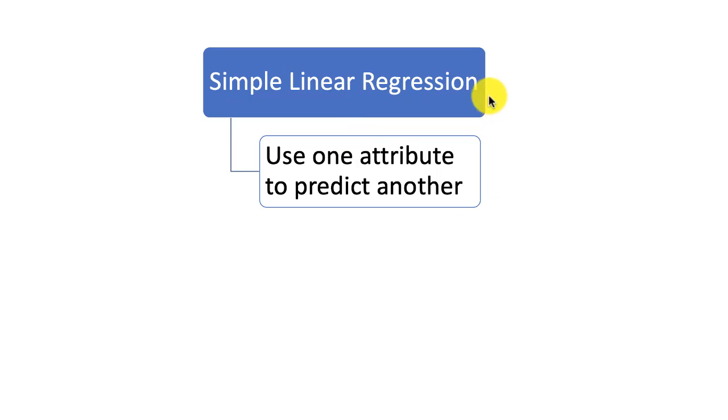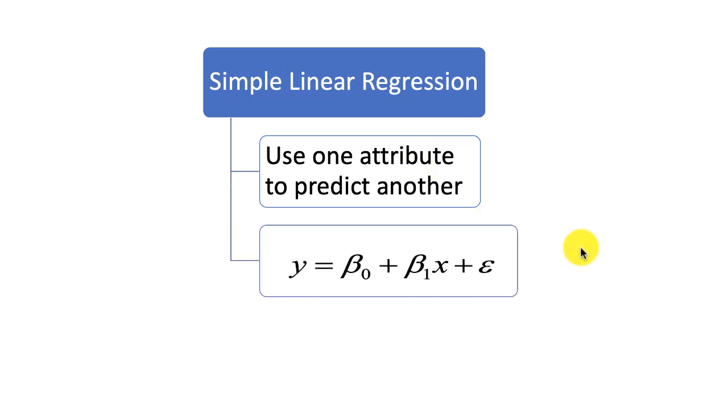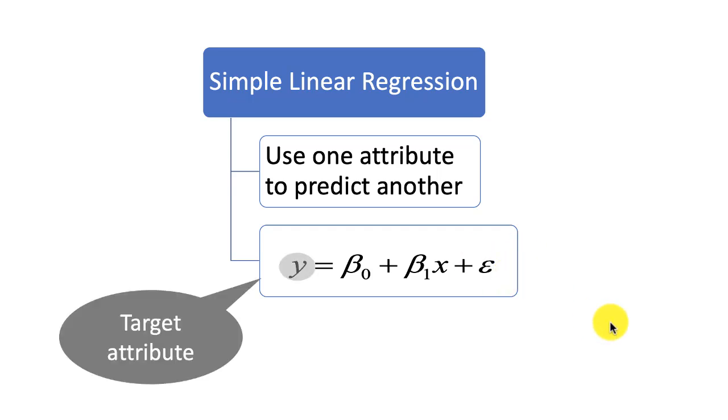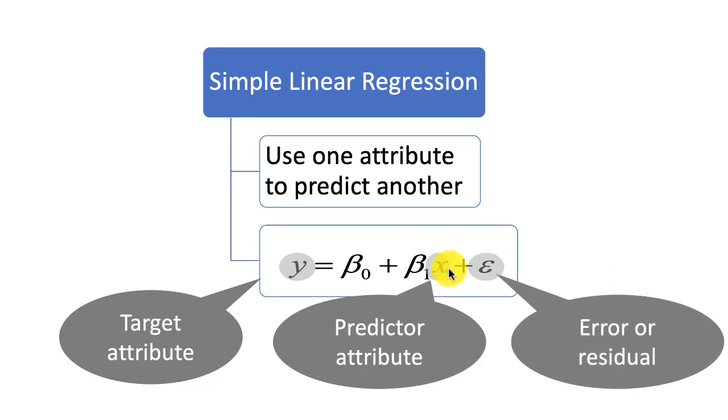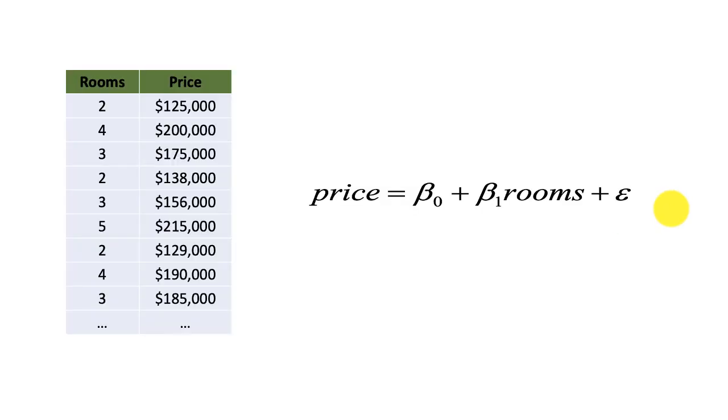Okay, so in simple linear regression, we use one attribute to predict another. So you've got one predictor, one target, and the equation, of course, now looks like this. You say y equals beta 0 plus beta 1 x. So y is your target, x is the predictor, and of course we wrote the form in which we include the error term or the residual term. Okay, so that's the target attribute, that's the predictor attribute, that's the error or the residual, and of course beta 0 and beta 1 are your regression coefficients, which the regression modeling tool will find for us.